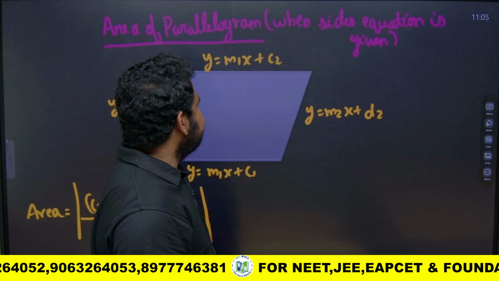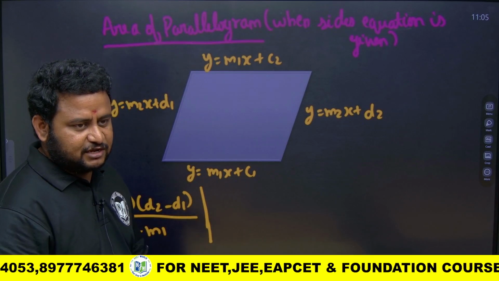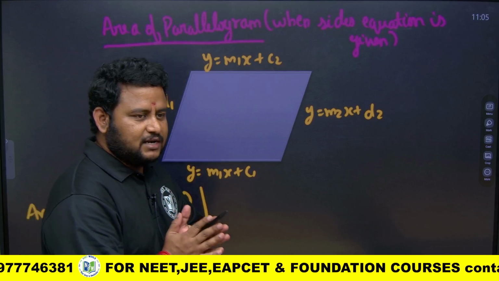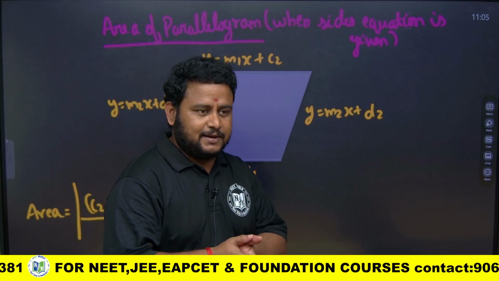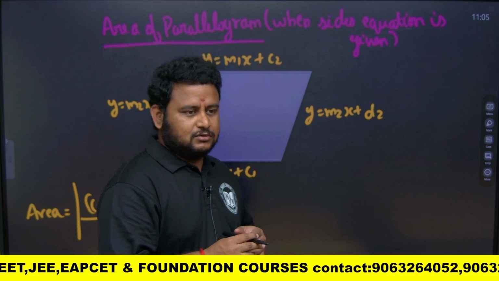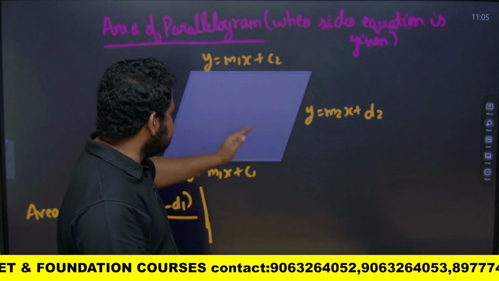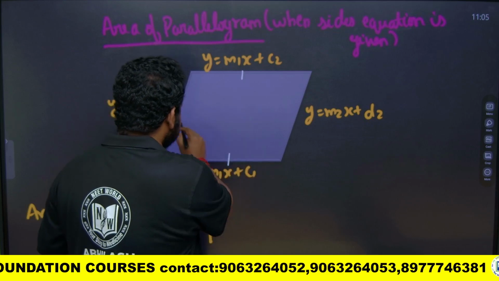Now they are telling the area of a parallelogram when the equations of the sides are given. First of all, you have to know a parallelogram is not a rectangle, but a rectangle can be a parallelogram. When it comes to a parallelogram, two pairs of sides are parallel, not two sides, two pairs of sides. This side and this side are parallel. This and this are parallel.